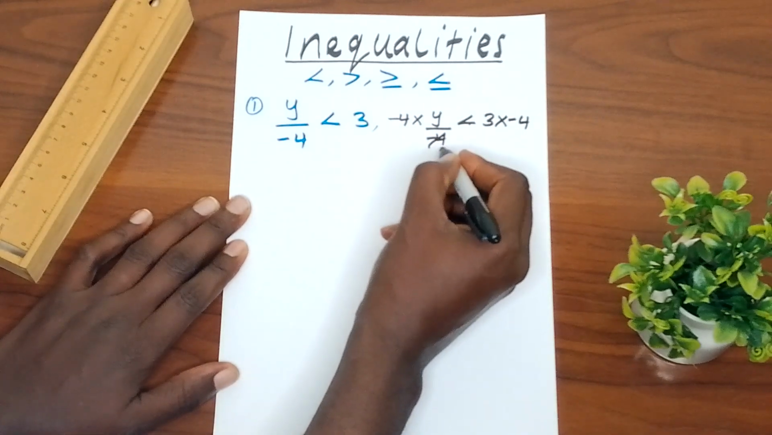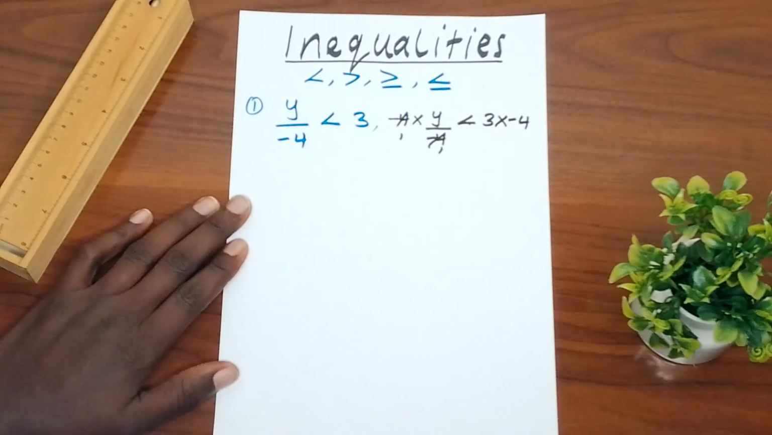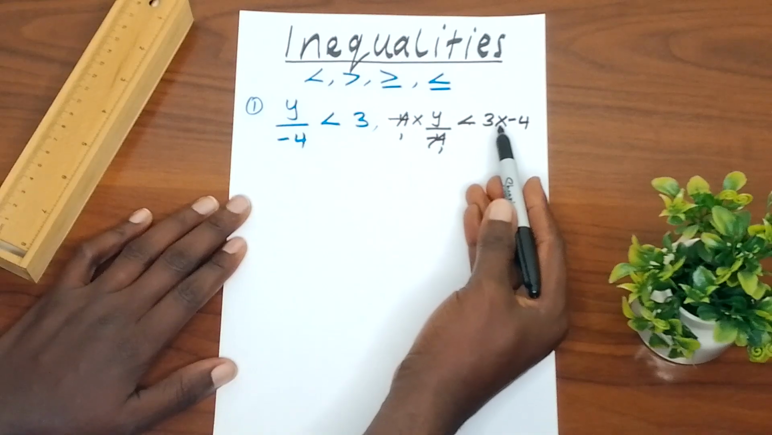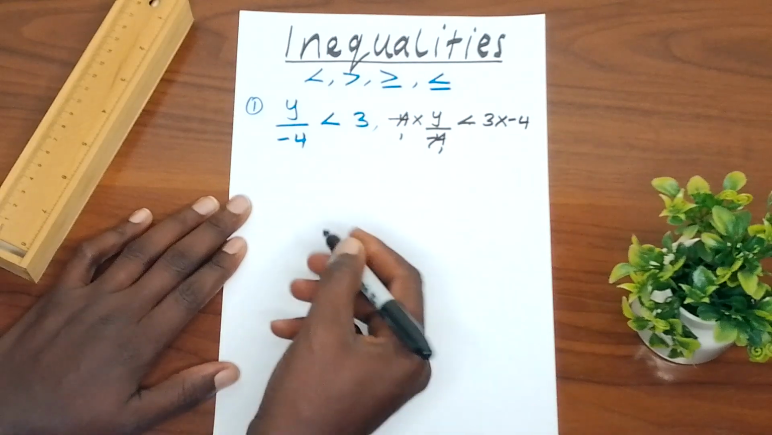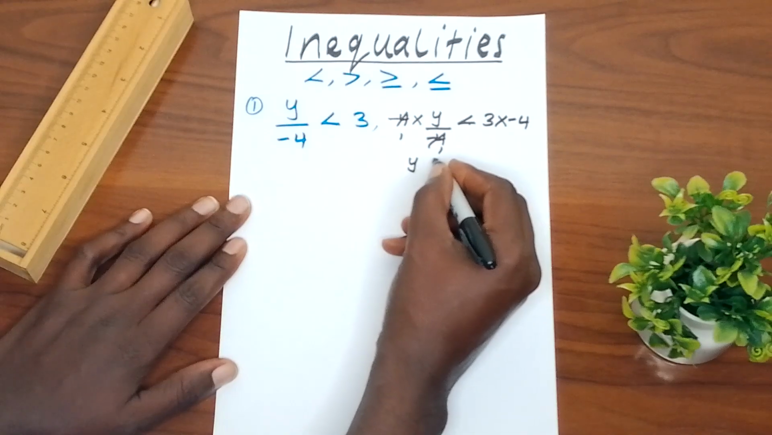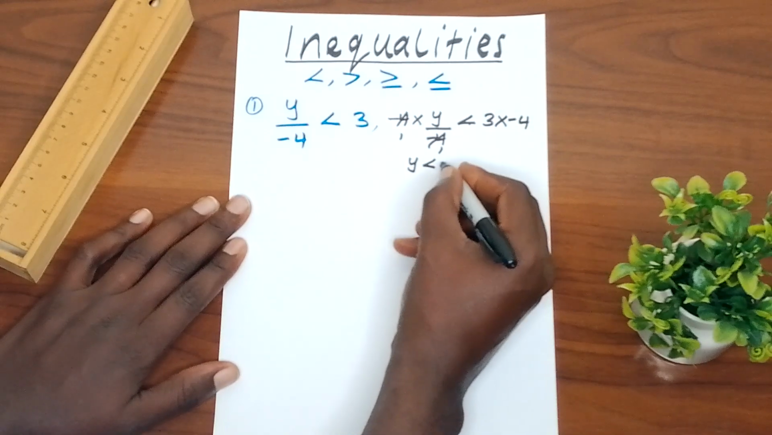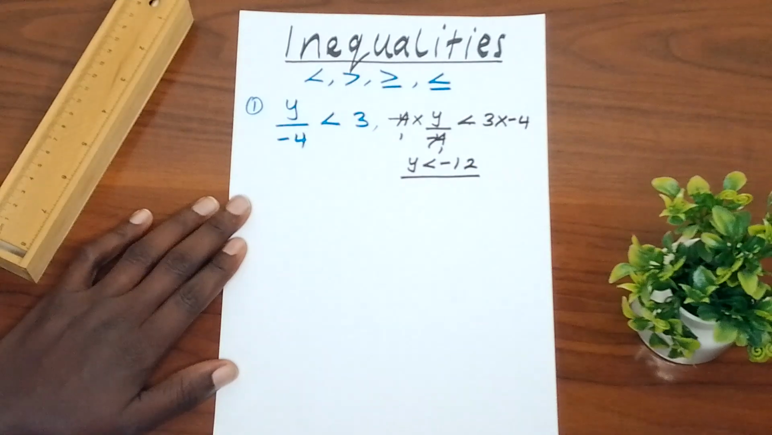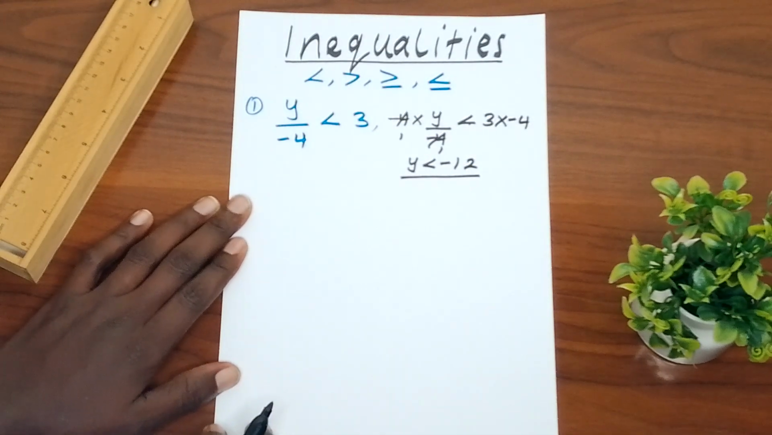Now, there are some specific rules here that we are going to use. The rules of multiplying integers. That is a positive times a negative, we get a negative. So our answer for this is going to be y is less than -12. So this is how you get your answer.